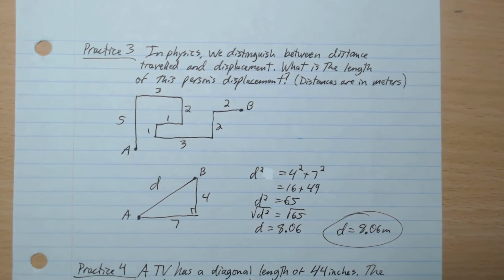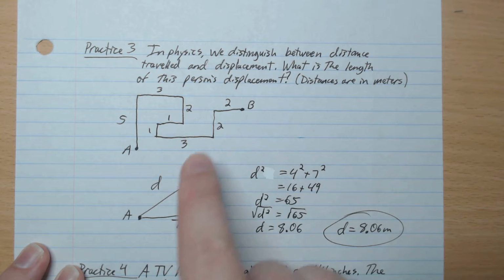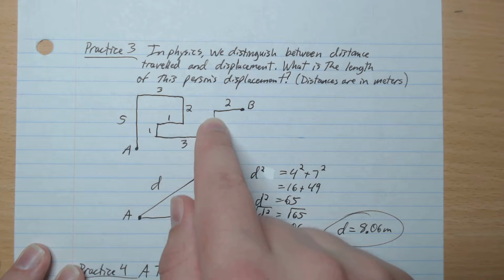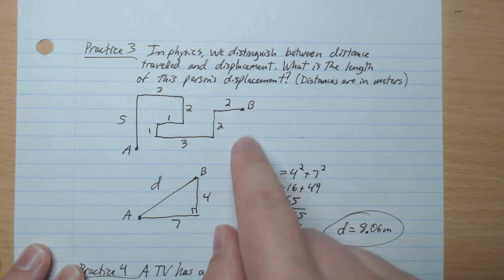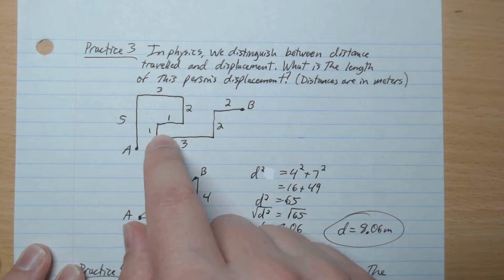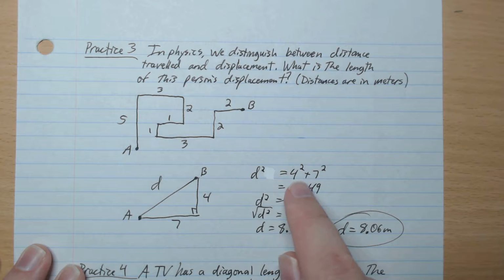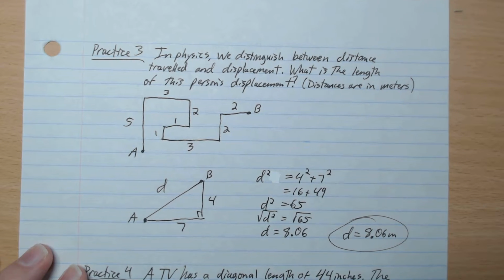Okay, so what we're interested in is this line right here from A all the way to B. This is the line we're interested in. And so we have 3 minus 1, 2, plus 3, 5, plus 2, 7. So our x distance here is 7. The y distance, we have 5 minus 2, 3, minus 1, 2, plus 2, 4. So the height distance here is 4. So d squared equals 4 squared plus 7 squared, like that. 16 plus 49, 65. Root both sides, and d is approximately 8.06 meters.